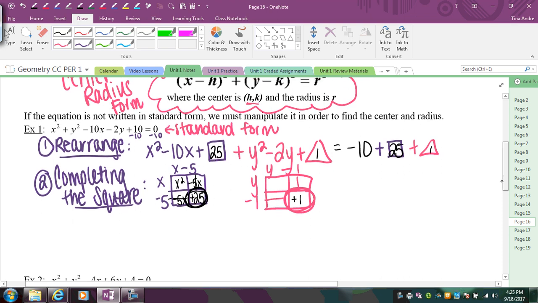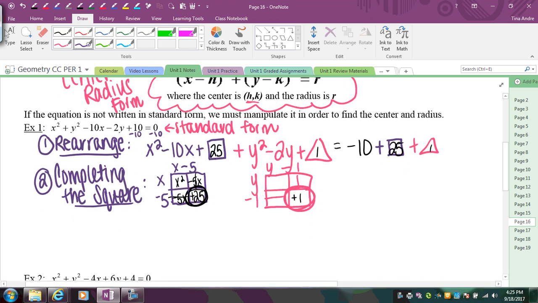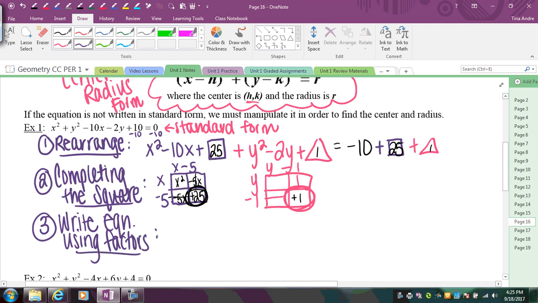And then the next step becomes easy because now that I have my visual, I just have to rewrite the equation using the factors. Write equation using factors is my last step. So really watch what happens. My factors for this trinomial are going to be x minus 5 times x minus 5, which is really x minus 5 squared.